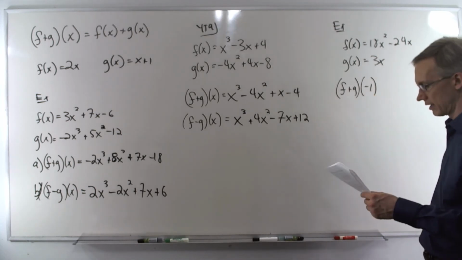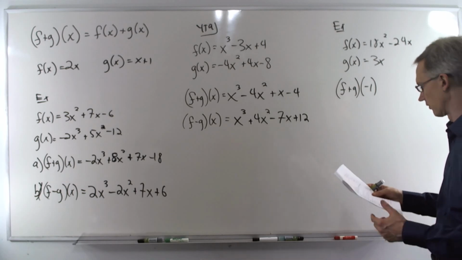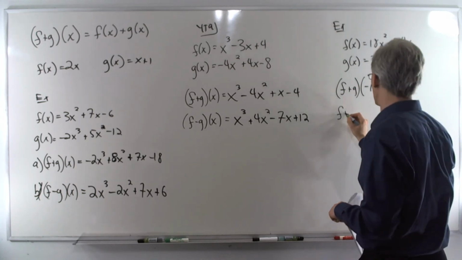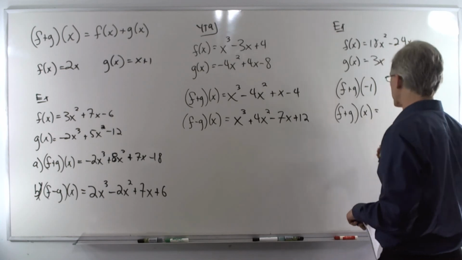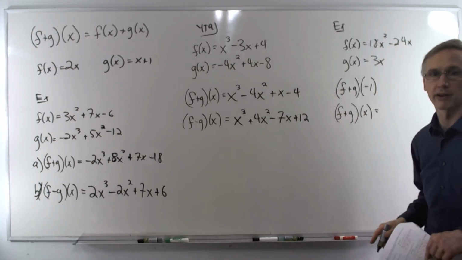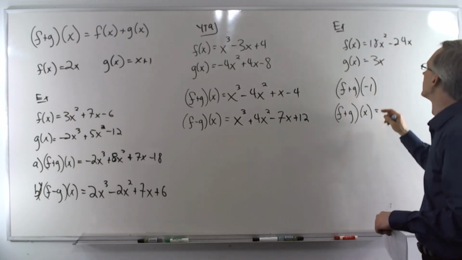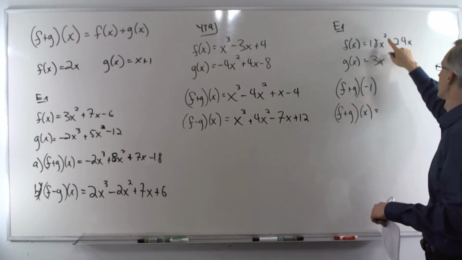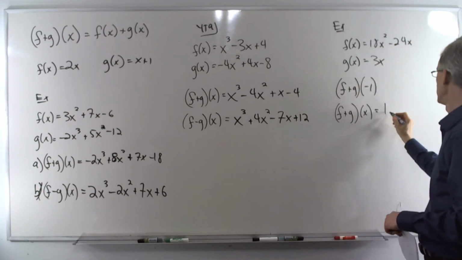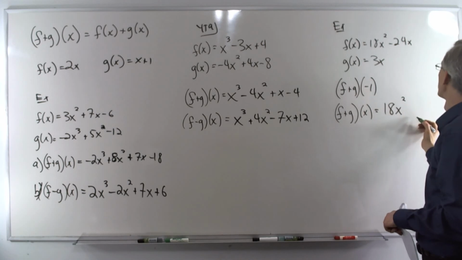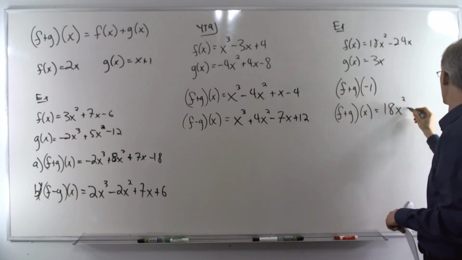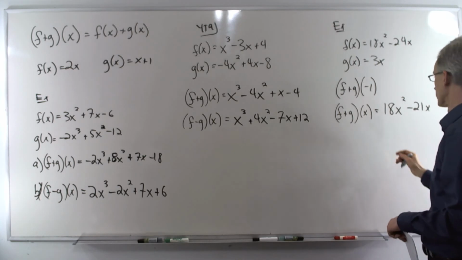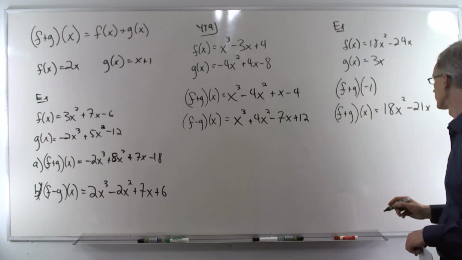So let's find f plus g of x first. Okay, we need the combined function first before we can plug a value into it. So f plus g, we're going to add these two together. So that's 18x squared and negative 24x plus 3x, that's negative 21x. All right, so there's our combined function f plus g of x.